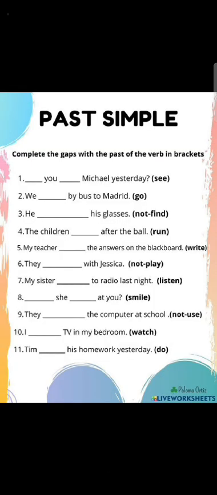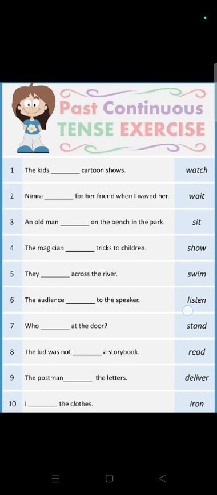So, students, we are at the end of the past tense. I have exercises for you to solve. Each past tense has a separate exercise, so students, please try to solve it.